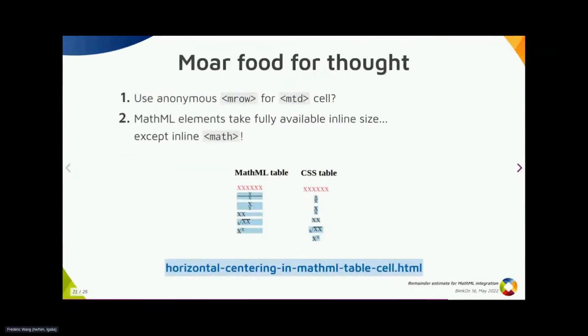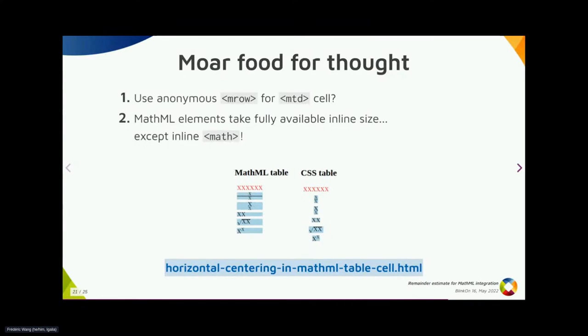To be honest, we haven't really started to tackle that issue, but there are two possible ideas. First, if we wrap in an anonymous mrow, we can probably move back to the first case where the annoying line breaking does not happen anymore. Next, the core issue is that MathML elements are implemented as blocks and take the full available inline size. However, there is an exception. Inline math elements do not behave that way.